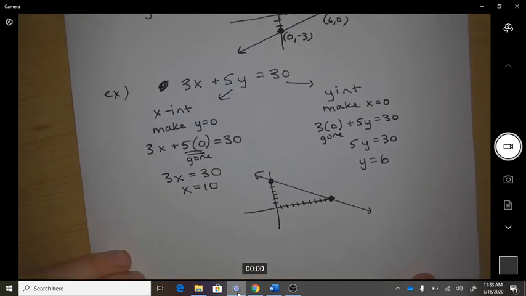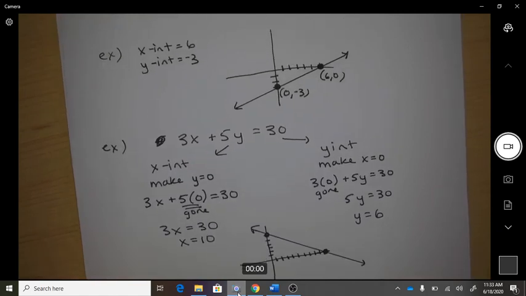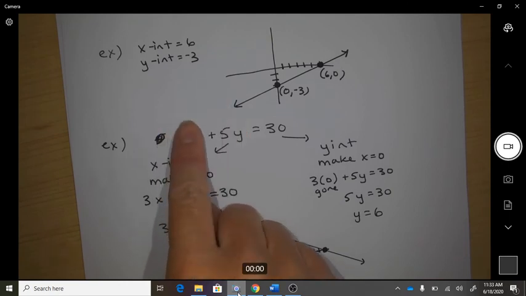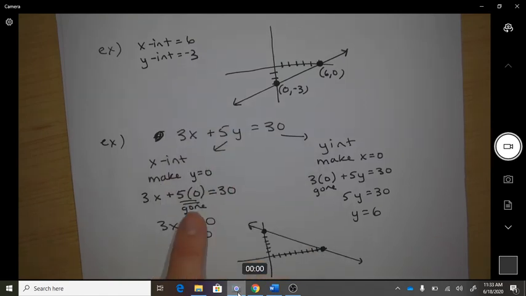Okay, and if you want to be faster at this, like if you want to know the x-intercept, just cover that up. So 10. And if you want to know the y-intercept, you could just cover this up, and you get 6. It's the same thing as just saying you're multiplying it by 0, so it's just gone.